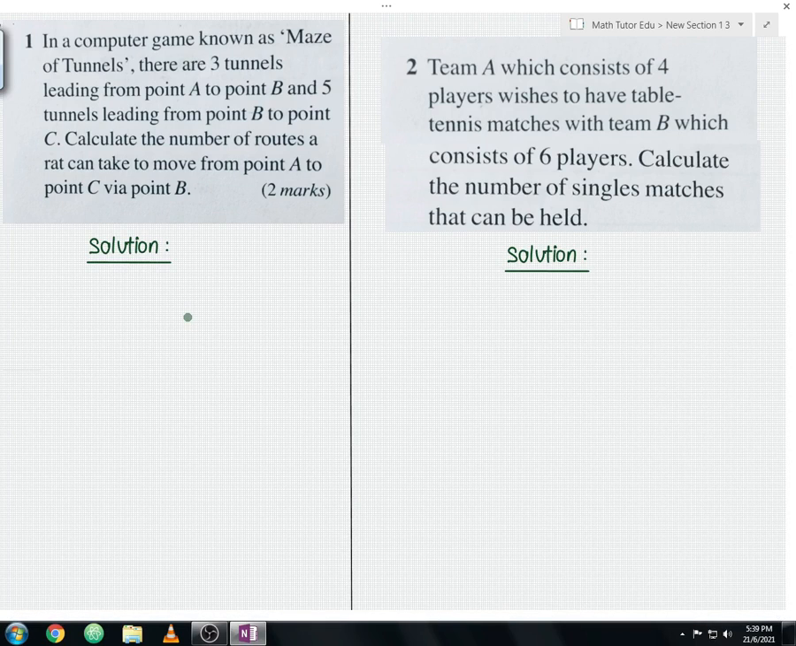Now I'll be discussing Form 5 Additional Mathematics, Permutations and Combinations, long question, example 1.